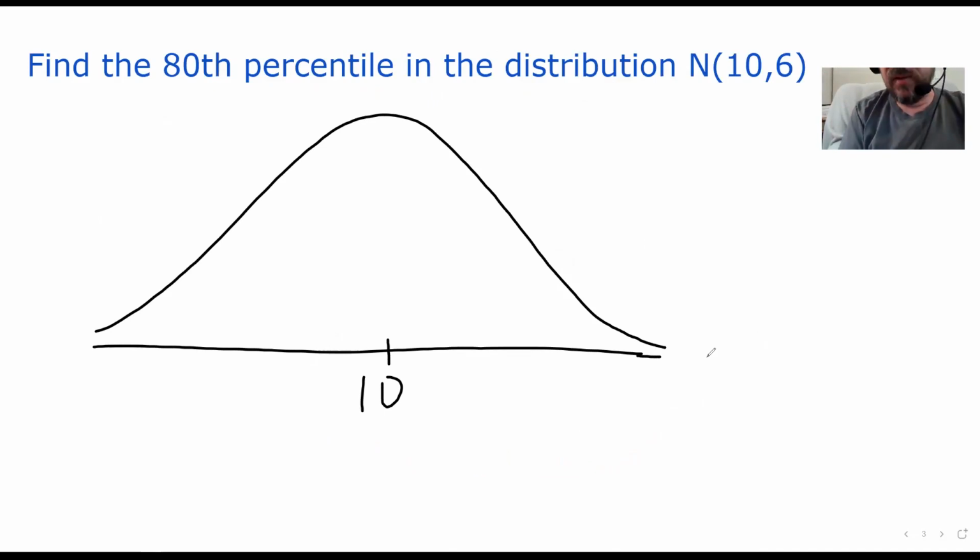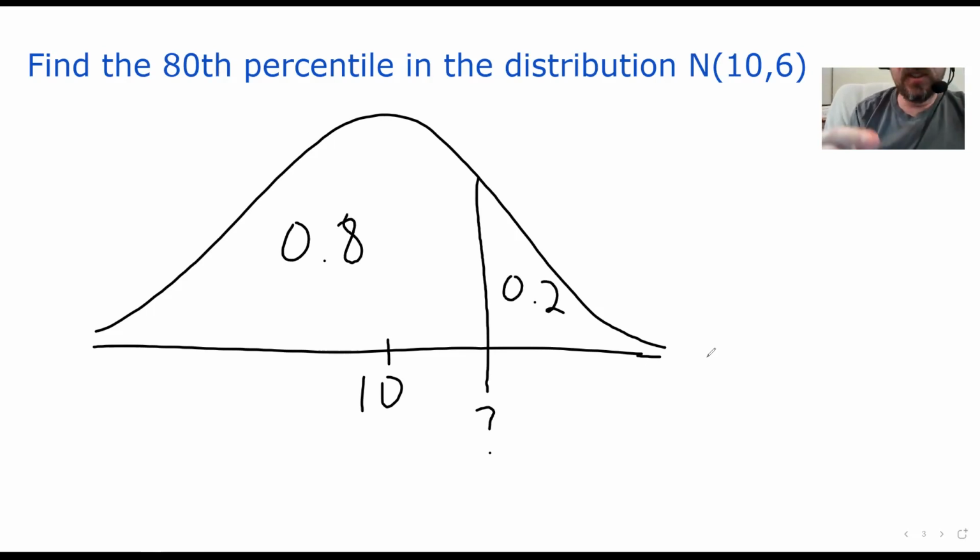I want the X value that has 80% of the distribution to the left of it and 20% to the right. So I want that number, where this is 0.8 over here and this is 0.2. That's what it means to find the 80th percentile. I'm looking for the value that has 80% of the area to the left and 20% to the right.